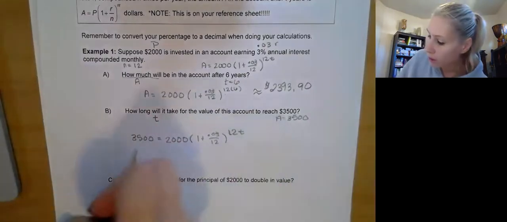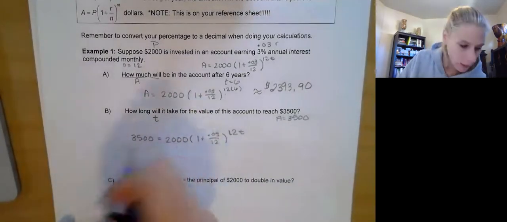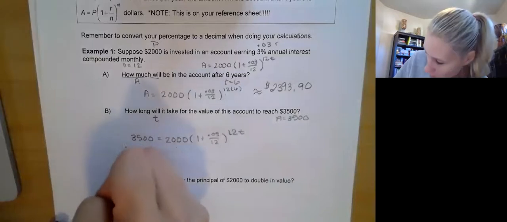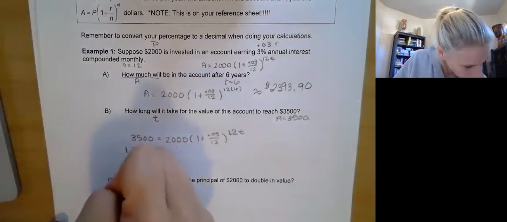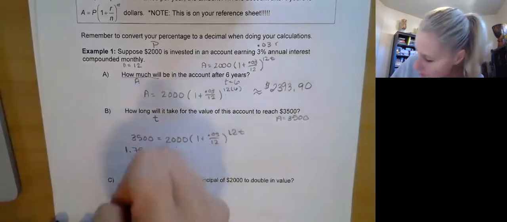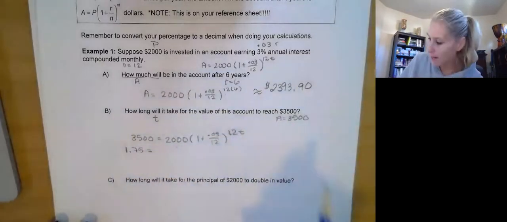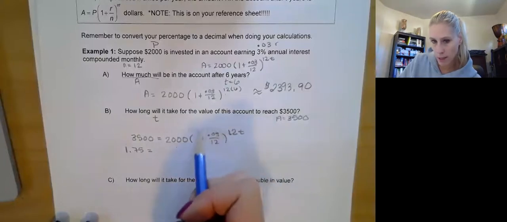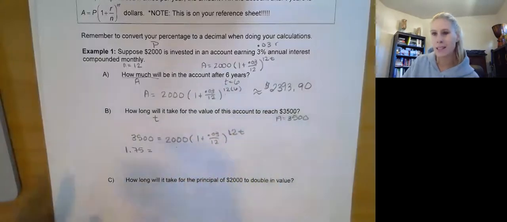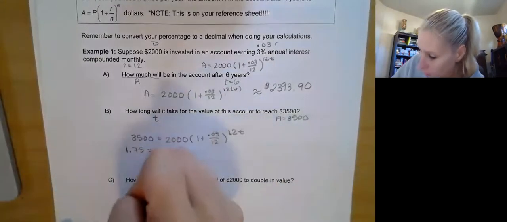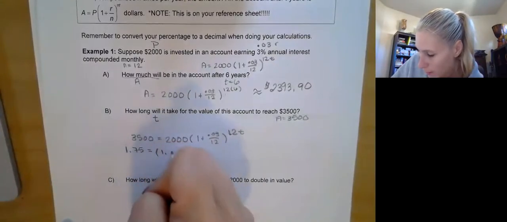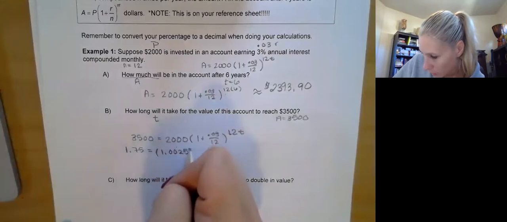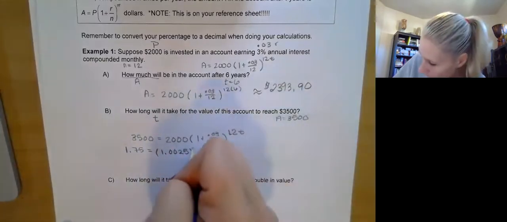So first thing I'm going to do is divide both sides by 2,000. When I do that, I get 1.75 equals, and the other thing I'm going to do is I can do this on my calculator and plug that in, as long as it's not a huge repeating decimal, and we know it's not because it's 1.0025. That makes my calculations a little bit better.